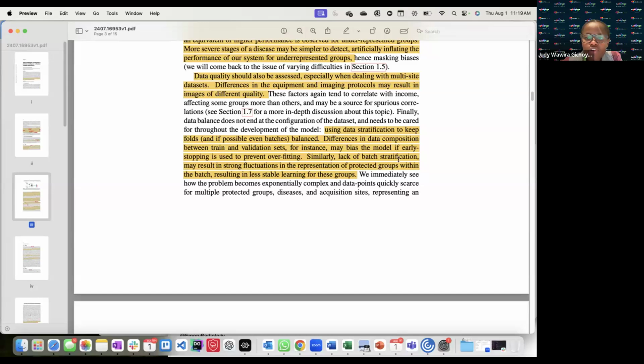And when you lack batch stratification, you may have strong fluctuations in the representation of the protected groups within the batch, resulting in less stable learning for these groups.